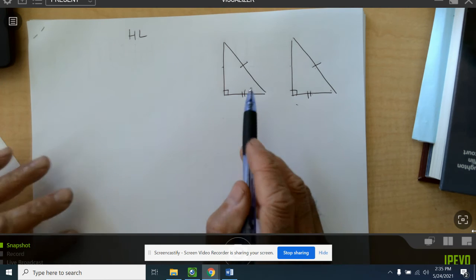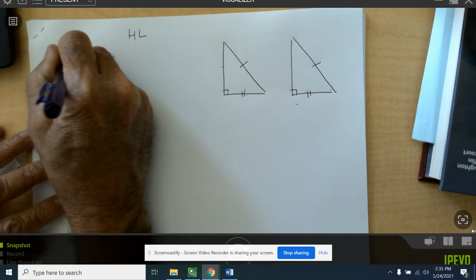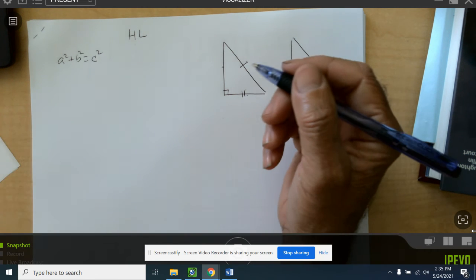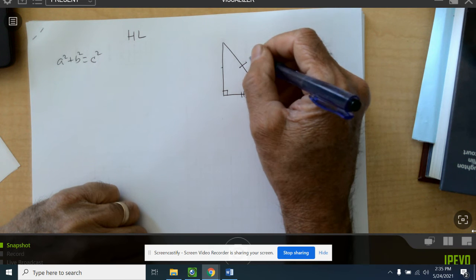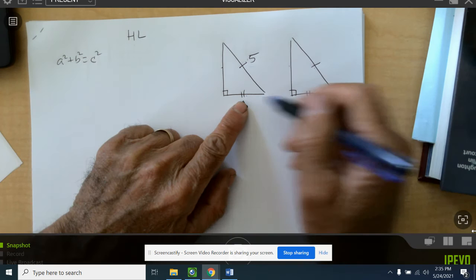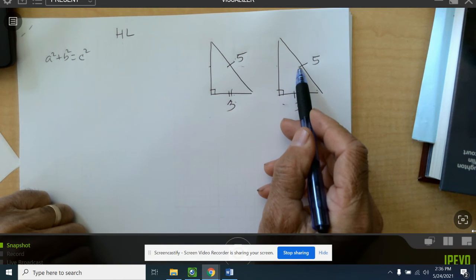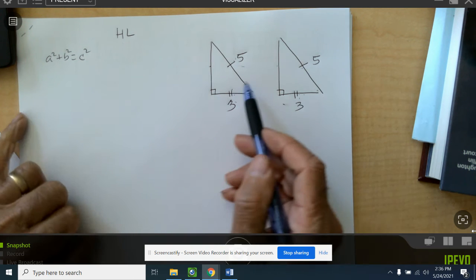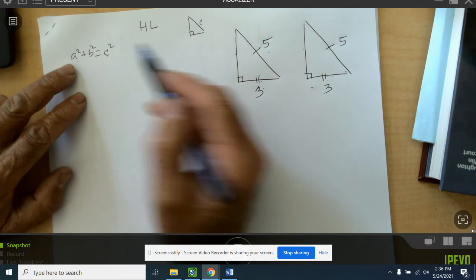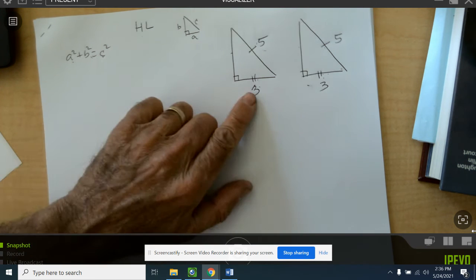There are a couple of different ways that you could do this. The easiest way is to use the Pythagorean theorem: A squared plus B squared equals C squared. Let's say we have 5 and 3. We know these two have to be congruent, so this has to be 3 and this has to be 5. Obviously, if the hypotenuses are congruent, they have to be the same. C is the hypotenuse, A and B are the two legs. It doesn't really matter which one we call which, you just have to make sure these are interchangeable.